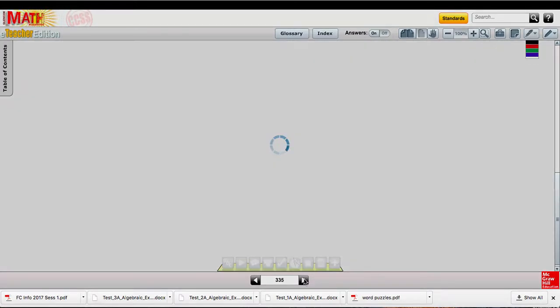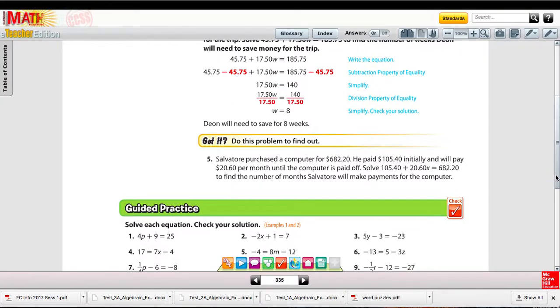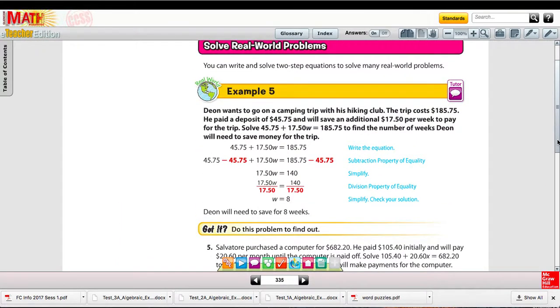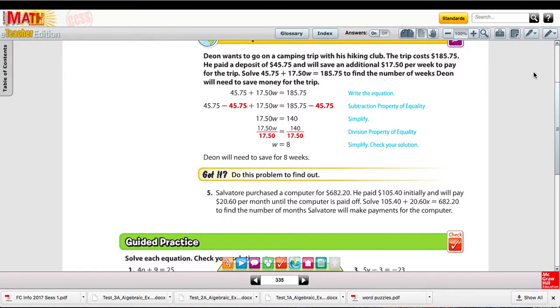All right, going on to page 335. I don't think we have an example 5. Actually, we do. Example 5 on page 335. We have a story problem that we're going to turn into a two-step equation. Actually, it already has the two-step equation written for you right here. Whoops. Right there. So I'm going to write that over here on the left.